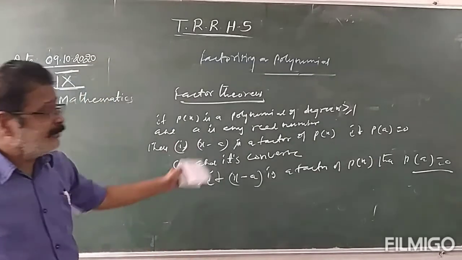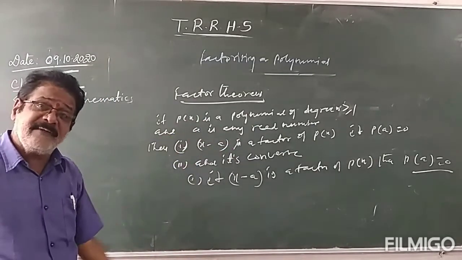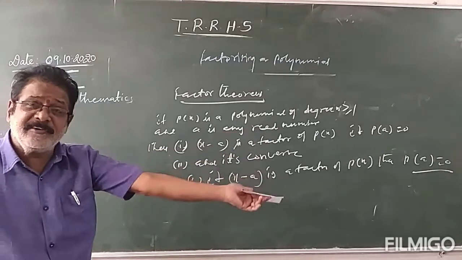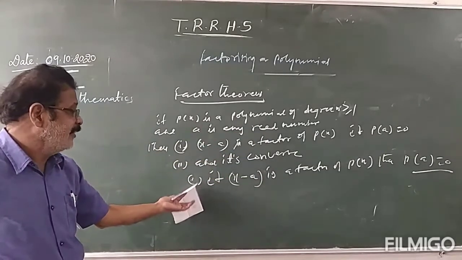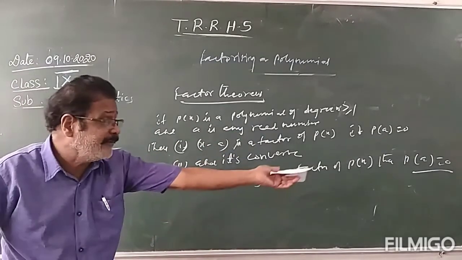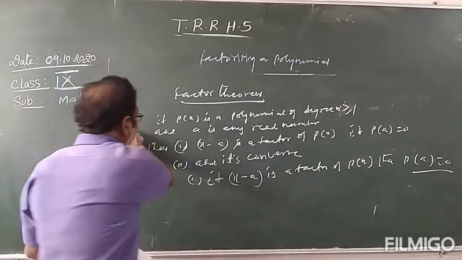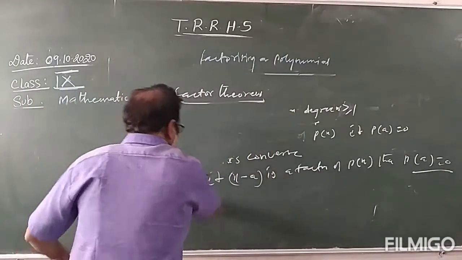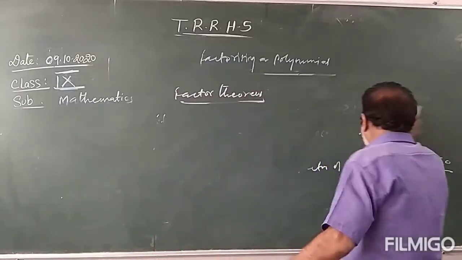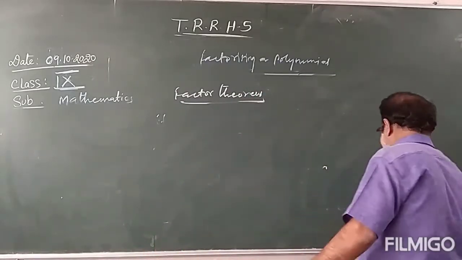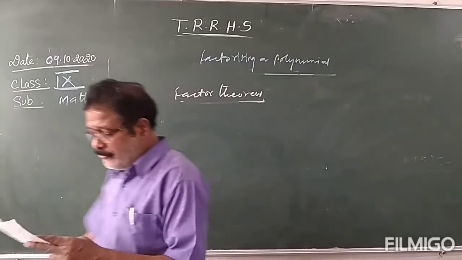If the factor is given, you can say the remainder. If the remainder is given, you can say the factor. If P of a equals 0, x minus a is the factor. If x minus a is the factor, P of a equals 0. This is called the factor theorem. So in the factor theorem, we have two conditions. Without factorizing, without imagination, how can you say that?